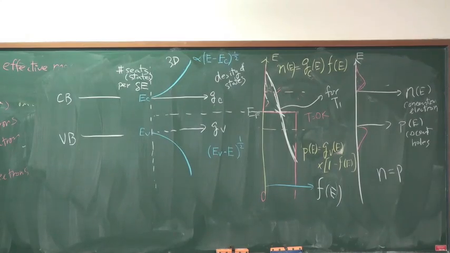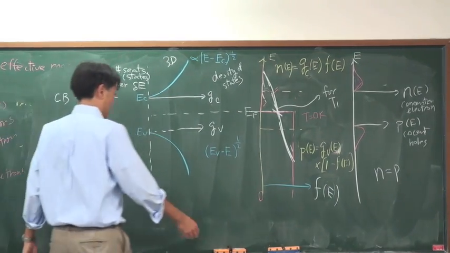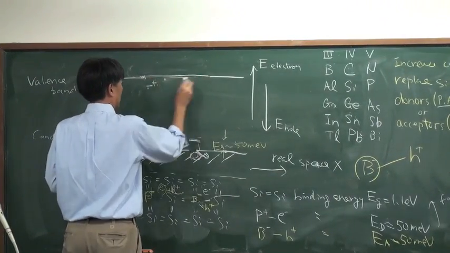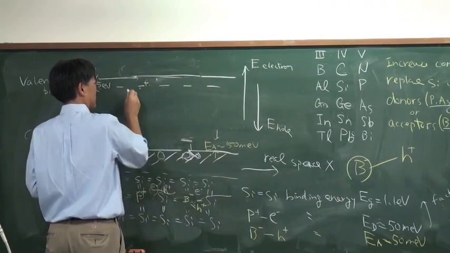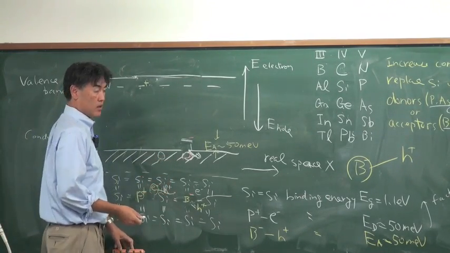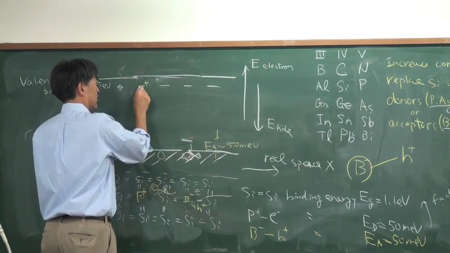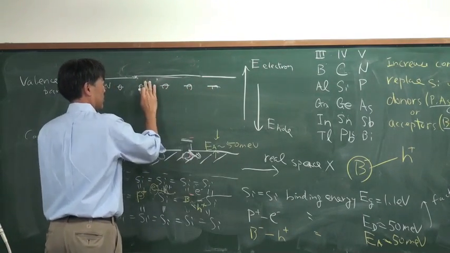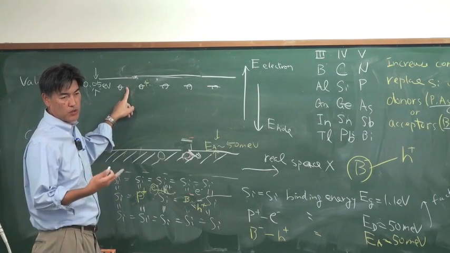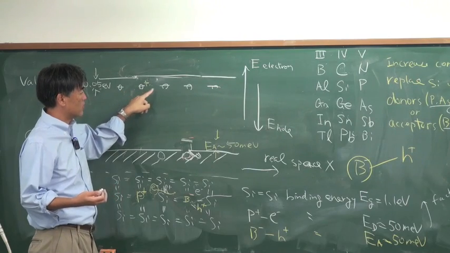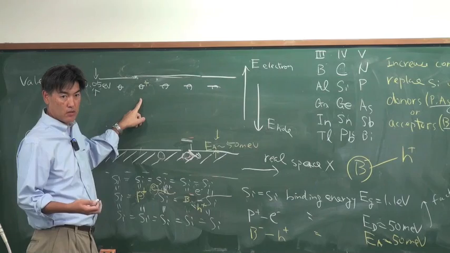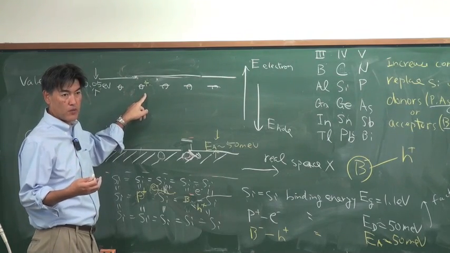If I put in donors, then, as you know, I create more energy levels here. Right? If I put in more and more phosphorus. Okay? And at low temperature, close to 0 Kelvin, electrons are all captured by each phosphorus. So each electron is trapped by each phosphorus.